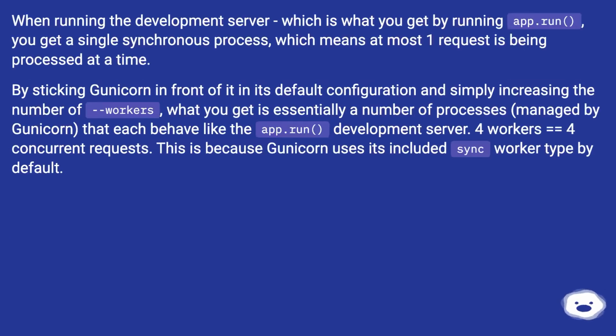When running the development server, which is what you get by running app.run, you get a single synchronous process, which means at most one request is being processed at a time. By sticking gunicorn in front of it in its default configuration and simply increasing the number of workers, what you get is essentially a number of processes, managed by gunicorn, that each behave like the app.run development server. 4 workers equals 4 concurrent requests. This is because gunicorn uses its included sync worker type by default.